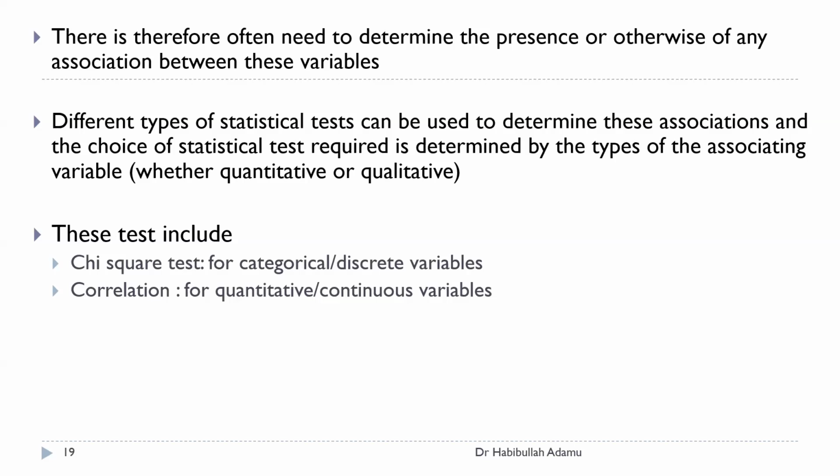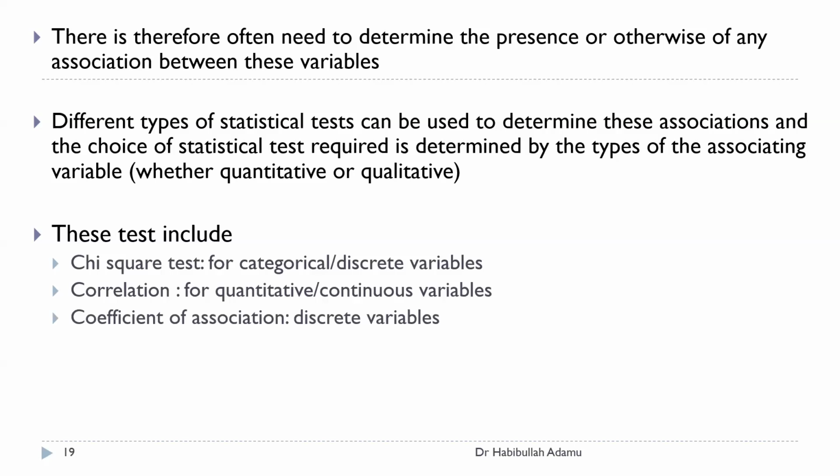So you cannot use correlation in this situation because your variables have been categorized. So that is where you now use chi-square test. So chi-square test is the one that is commonly used if you have variables that are in categories and you want to test whether there is association between them or not. So you use chi-square test. It is a form of bivariate analysis.